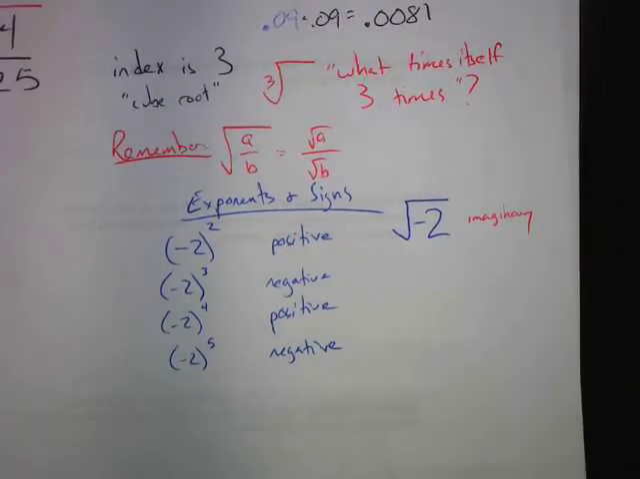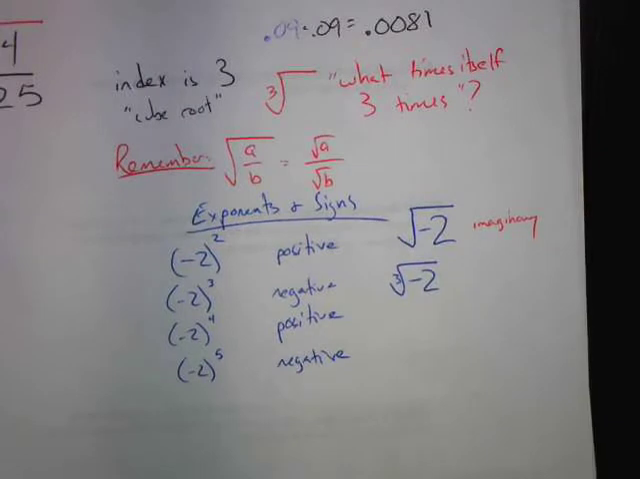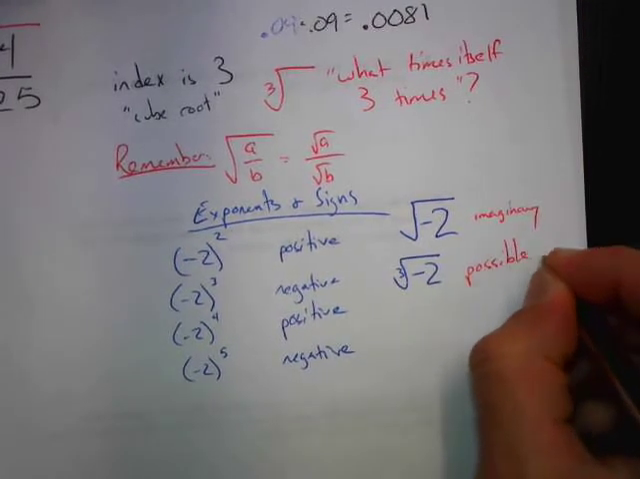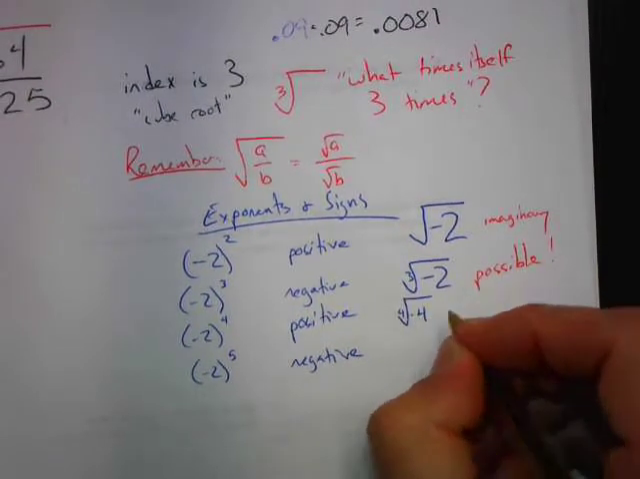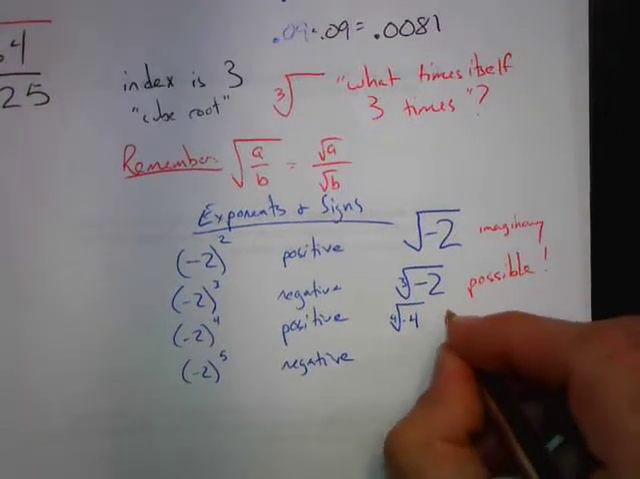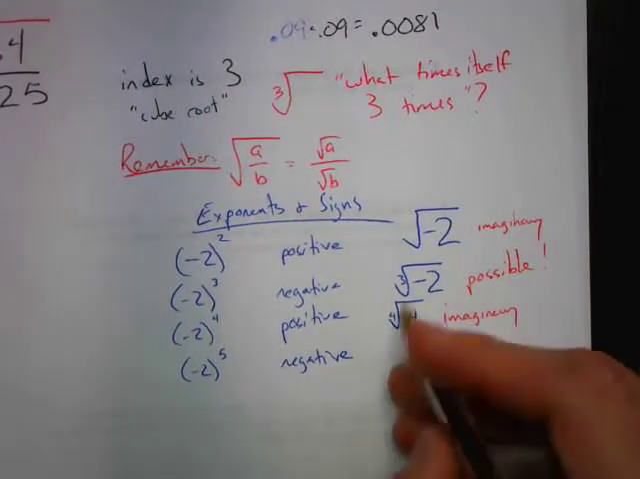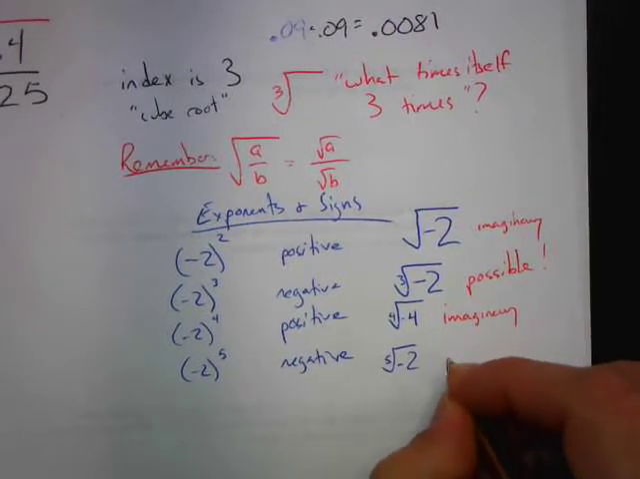What if we had then the cube root of negative 2? Is that real or imaginary? That is a real number, because a negative times a negative times a negative is a negative. So this is totally real. The cube root of a negative number is very possible. What about the fourth root of a negative number? That is impossible. That's imaginary. And what about the fifth root of a negative number? The fifth root of a negative number is possible, quite real.